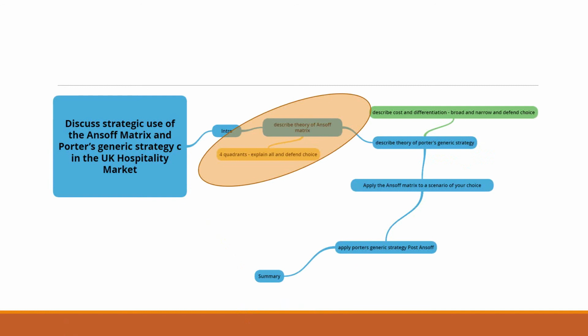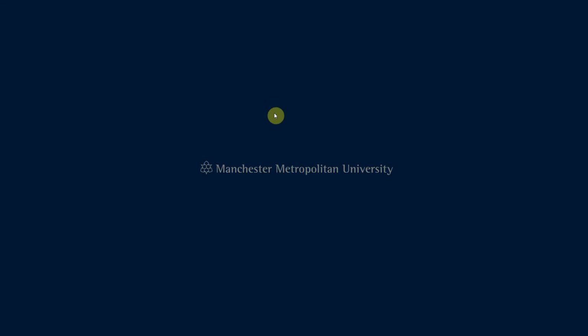So next thing we do is start to discuss the theory of the Ansoff matrix and talk about all four quadrants. Forget about defending your choice at this stage, that's just a typo on my part, but you are explaining what all the four quadrants mean.